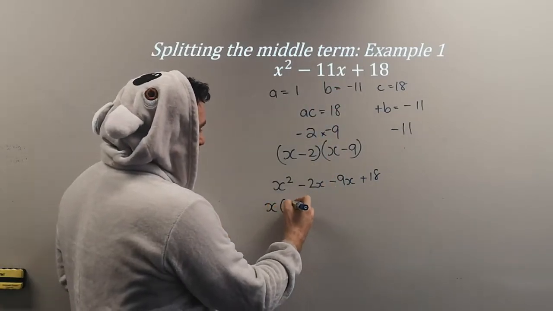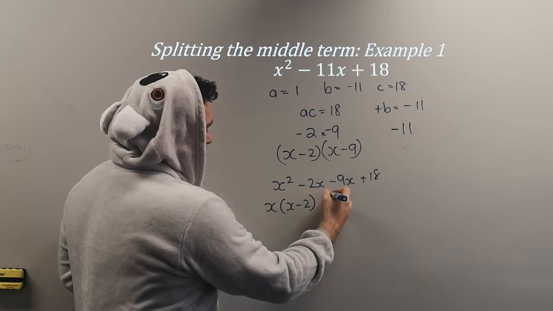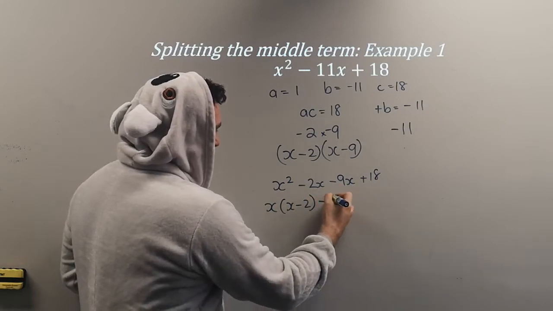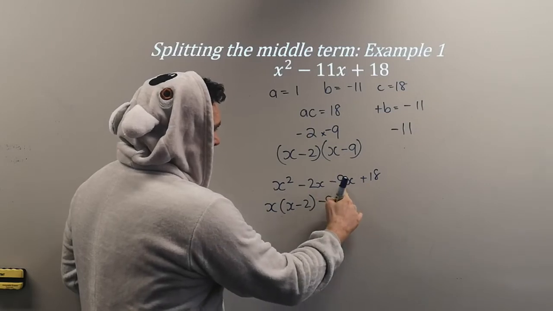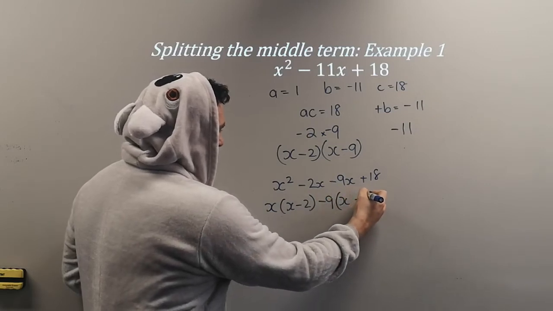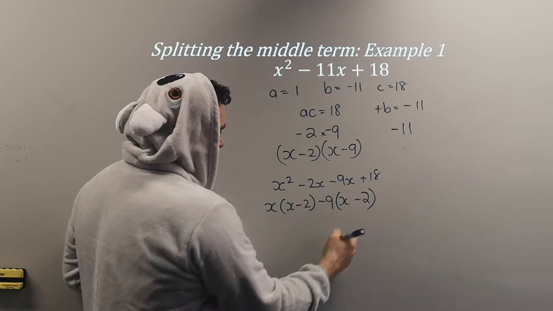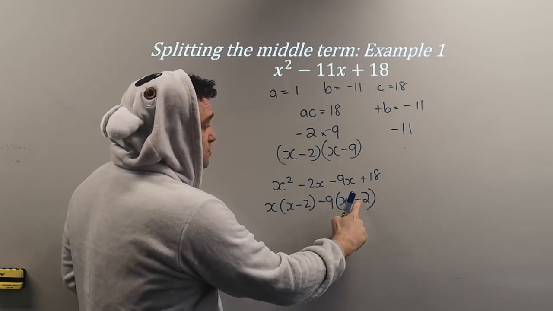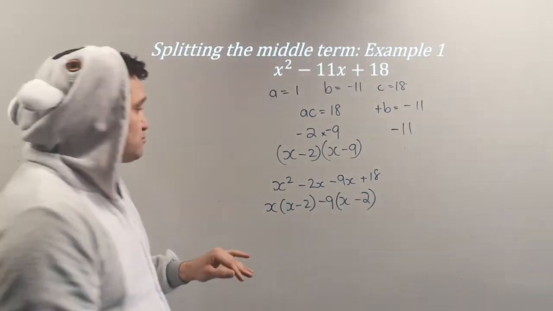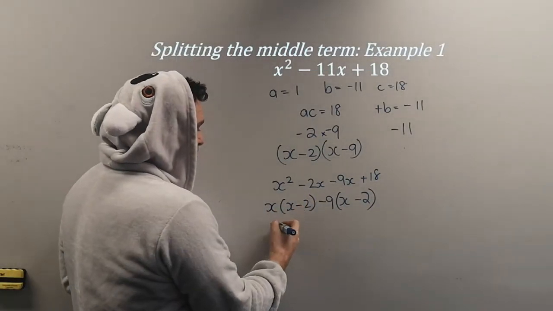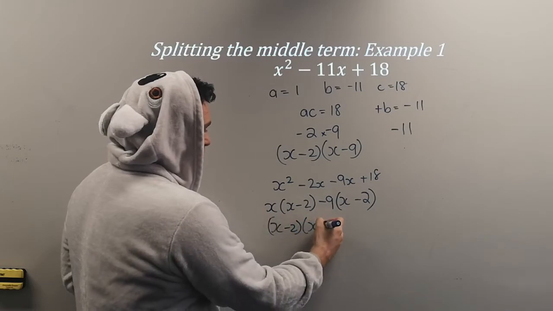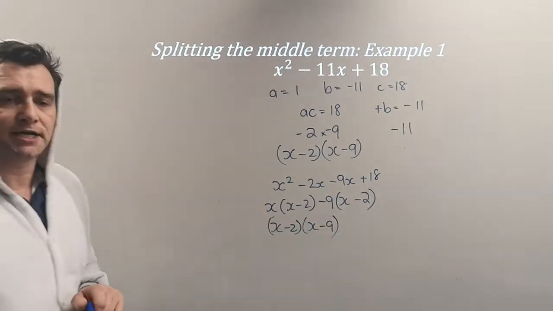Factorise out my x. Factorise out negative 9 here, and if I do, I'm left with x minus 2. The key note here is that I did factorise out a negative 9 because I want to get the negative 2 in those brackets. Now I can bring out my x minus 2 out the front, and I'm left with x minus 9.